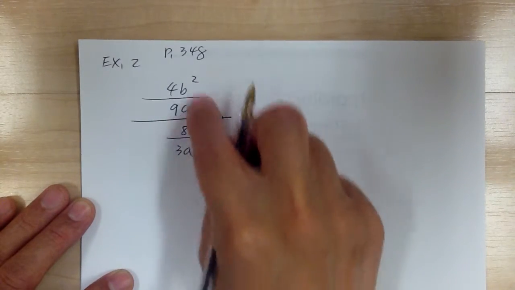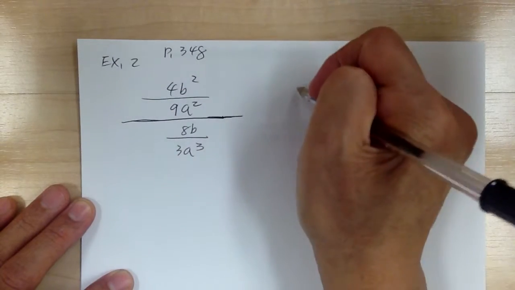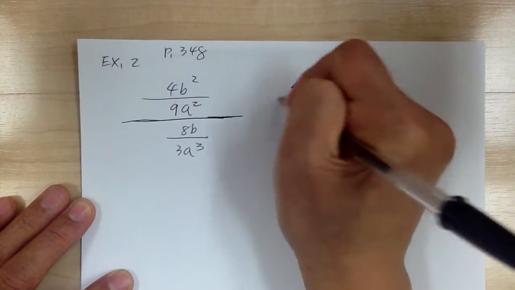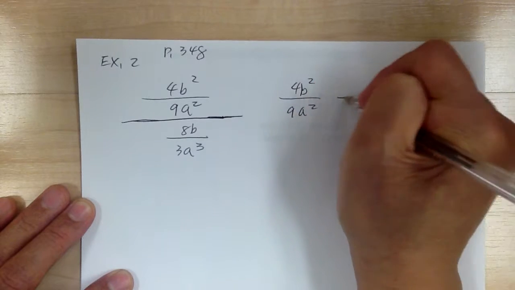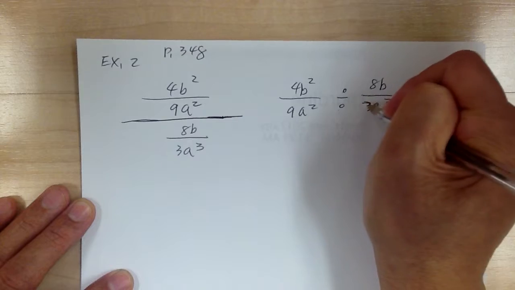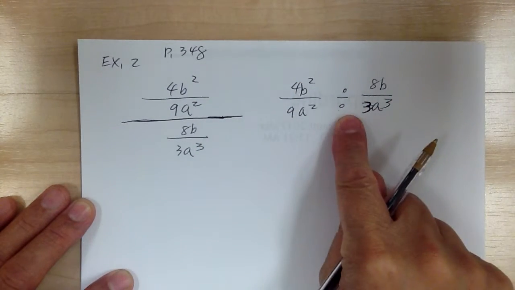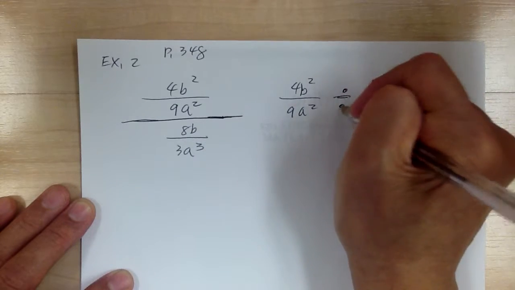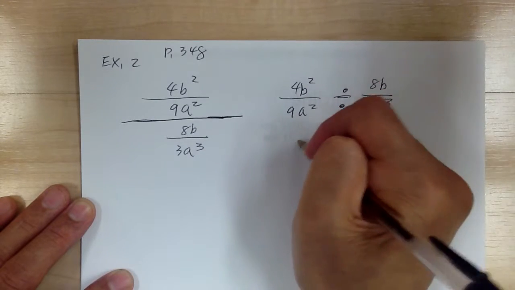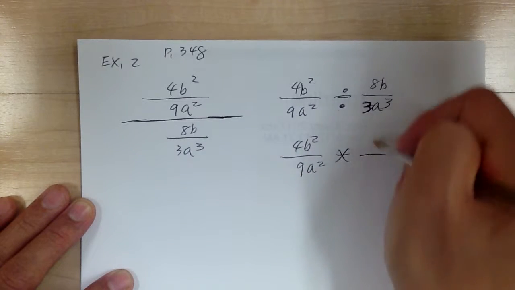Okay? The long bar, the fraction line, means division. So this is the same as 4b squared over 9a squared divided by 8b over 3a cubed. Okay? So this means division. So this means this. Okay? And so you make it into multiplication by flipping this upside down.